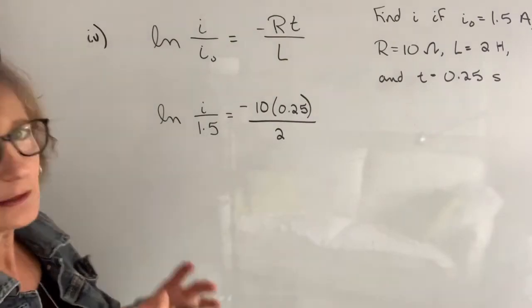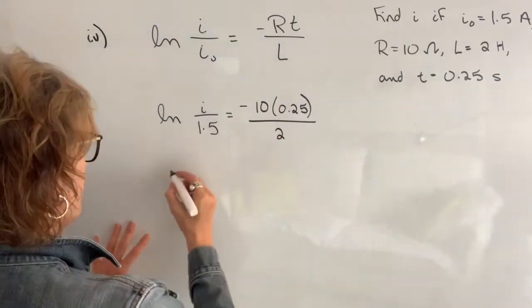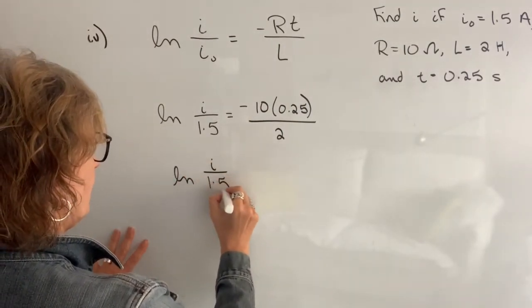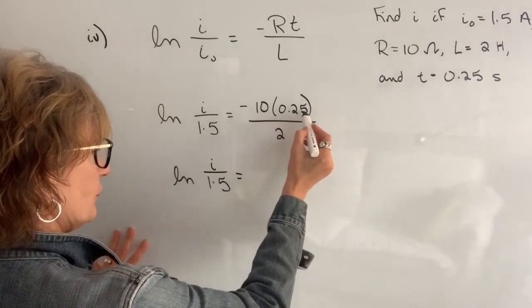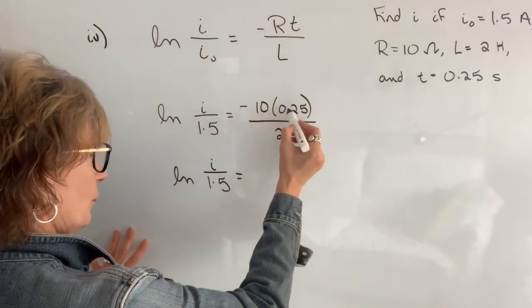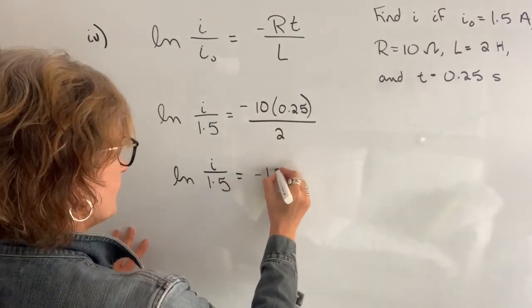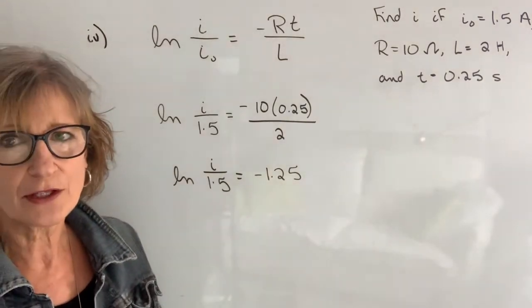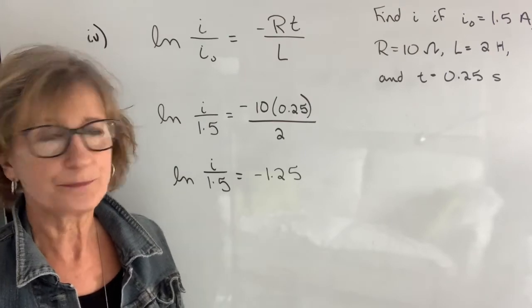So it's a little bit better than it was because now we have numbers, but let's simplify this expression here. So I'm going to have natural log of I divided by 1.5 equals, when I multiply 10 times 0.25, I get 2.5, divided by 2 is 1.25, and it's negative. So now it's looking much easier. When you get these formulas and you can plug a lot of the values in, do as much simplifying as you can before you proceed.